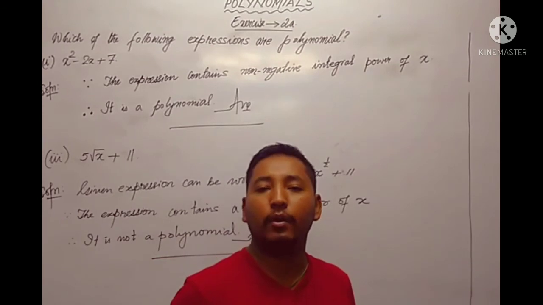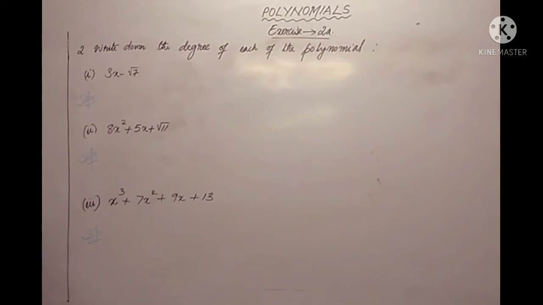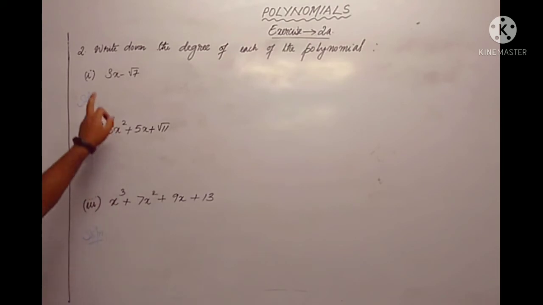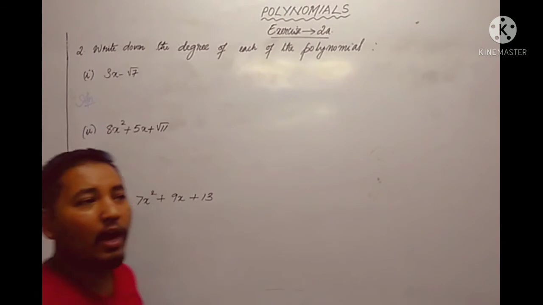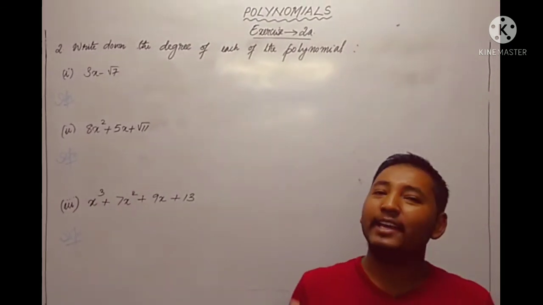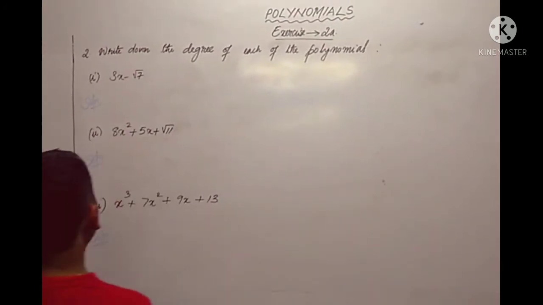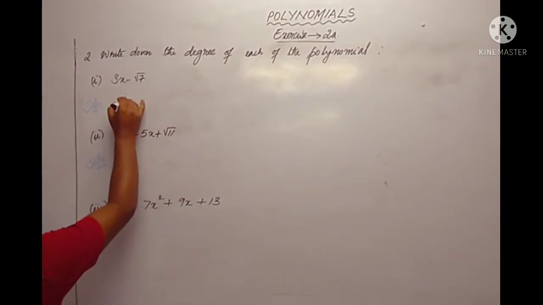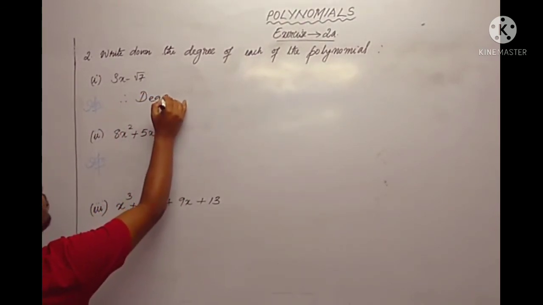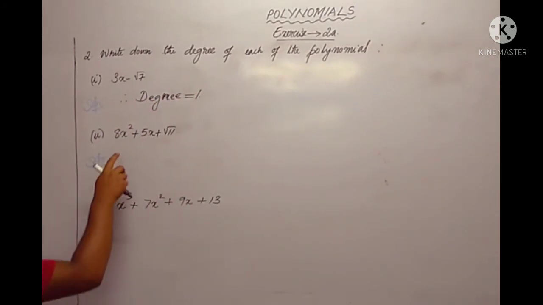Now let us move to question number 2. Write down the degree of each of the following polynomials. The first question says 3x minus root 7. Now again, if you recall, what is a degree? Degree means the highest power of a variable. So you must check the variables involved here. What is the variable here? x. So what is the power of x? 1. So therefore, degree equals 1.